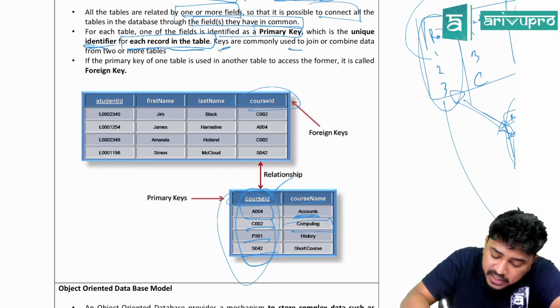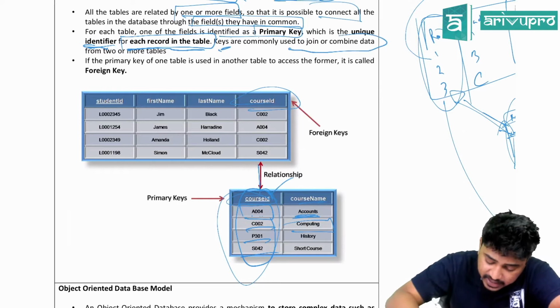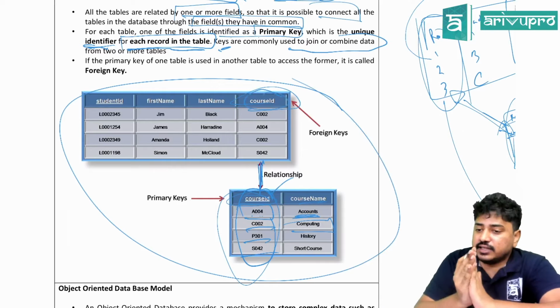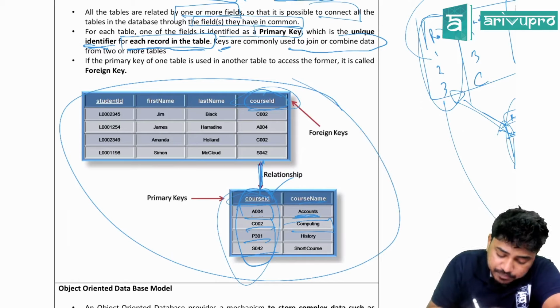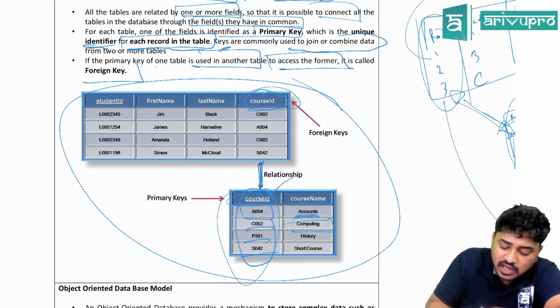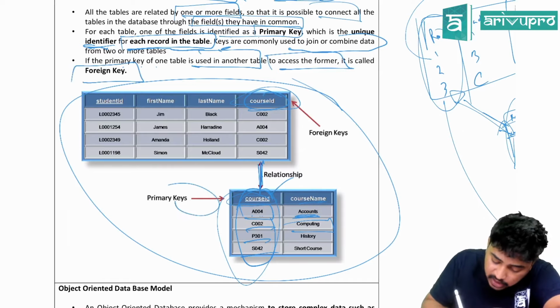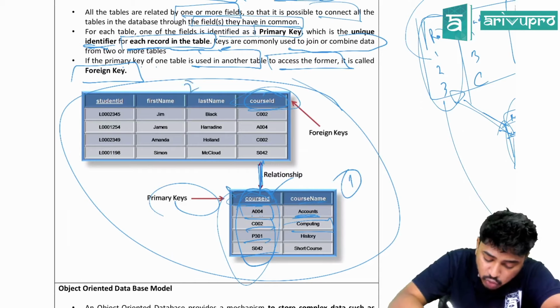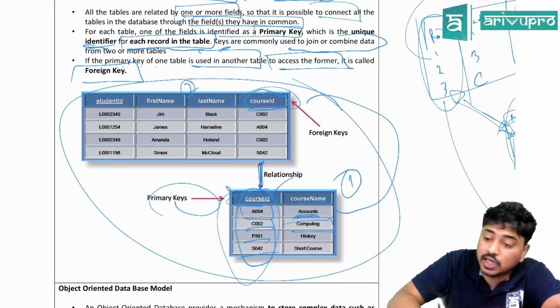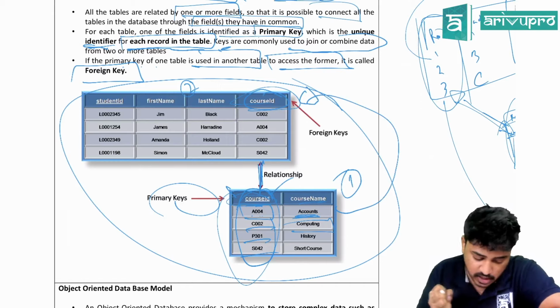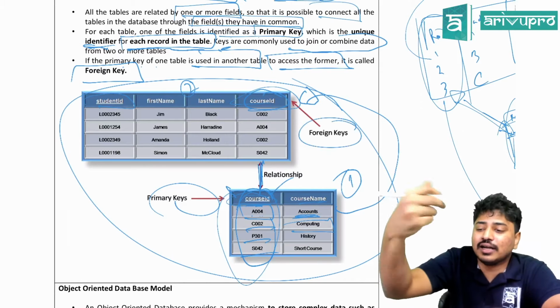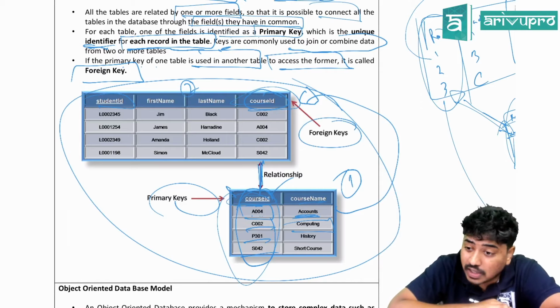And these keys are commonly used to join and combine data. See how they are joining. Can you see here how it's joined? This course ID and this course ID are linked, right? And they are joined. If the primary key of one table is used in another to access the former's data, we call it a foreign key. So for table 1, the primary key is course ID. This is table 2. So table 1 is using table 2 to get some data, let's say student ID it wants to get. So here course ID becomes a foreign key.